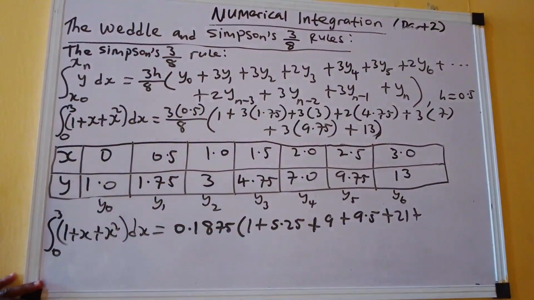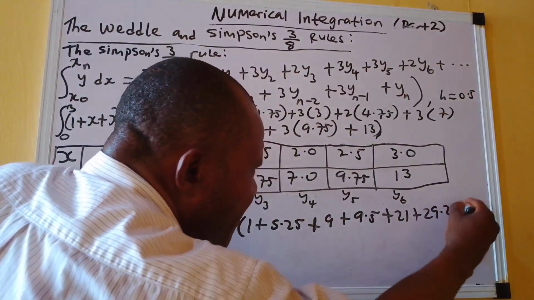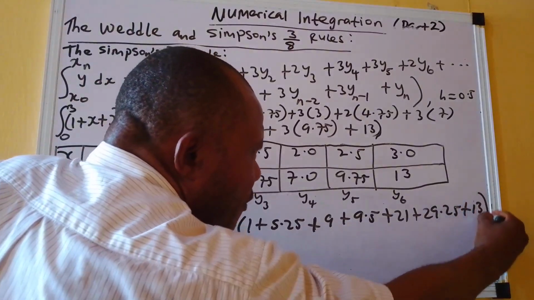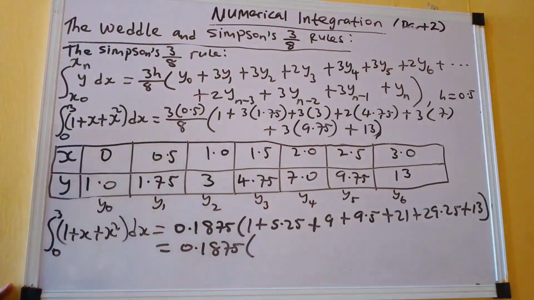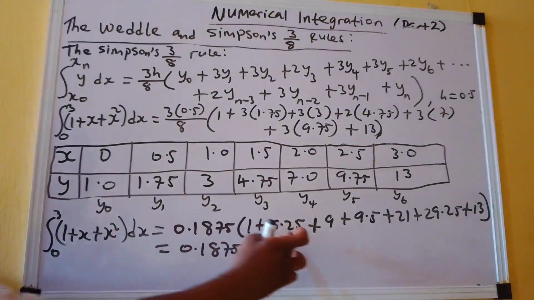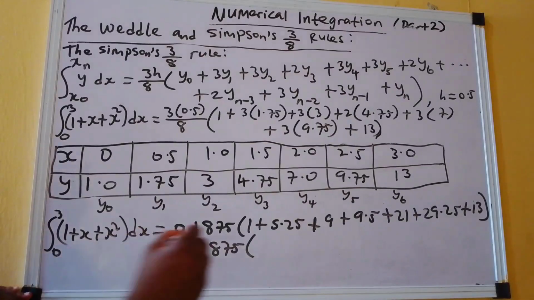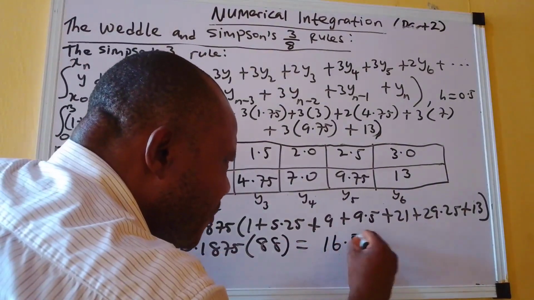21 plus 3 times 9.75 is 29.25. Then the last value is 13. Then you cover the bracket. So this will now be equal to 0.1875 into, when you add all those values together, 1 plus 5.25 plus 9 plus 9.5 plus 21 plus 29.25 plus 13, you are going to have 88. So you are going to have 0.1875 into 88. And when you multiply this by 88, again, you will arrive at the same answer, 16.5.